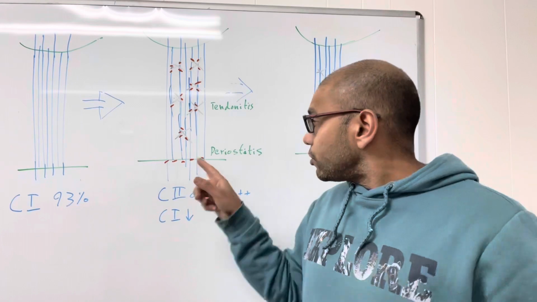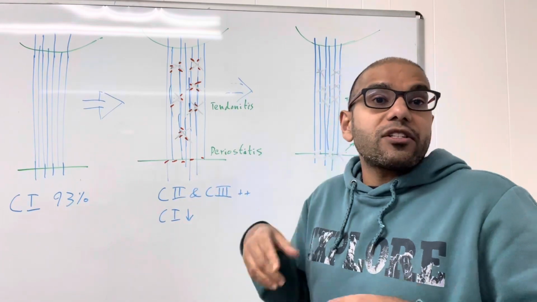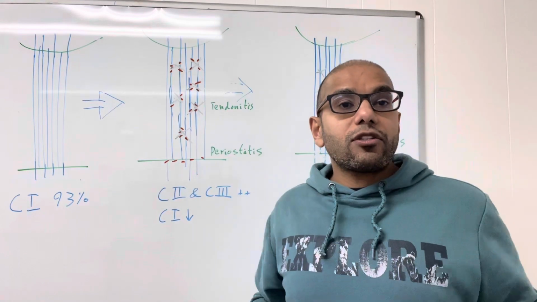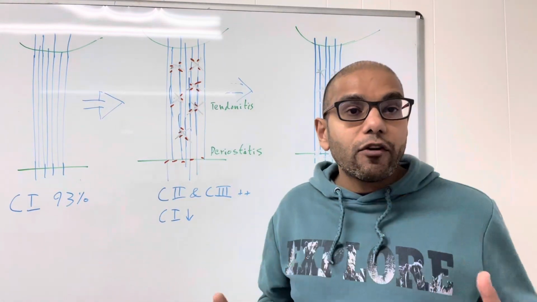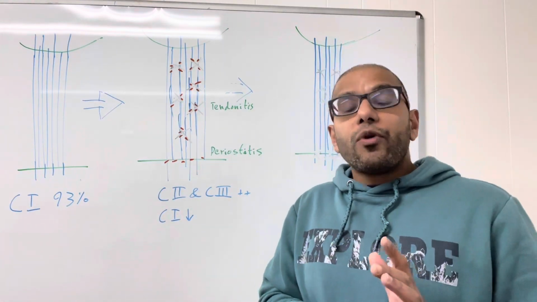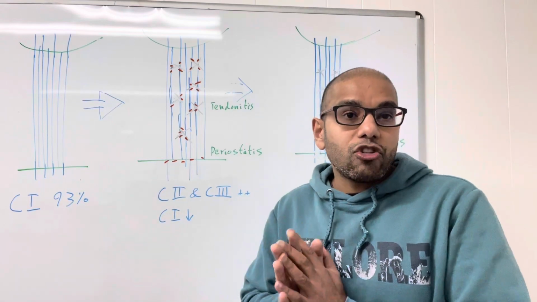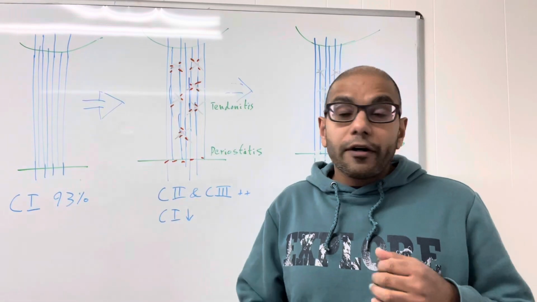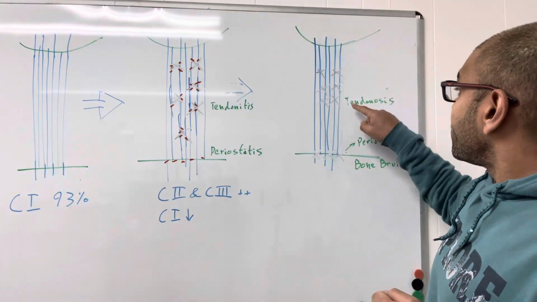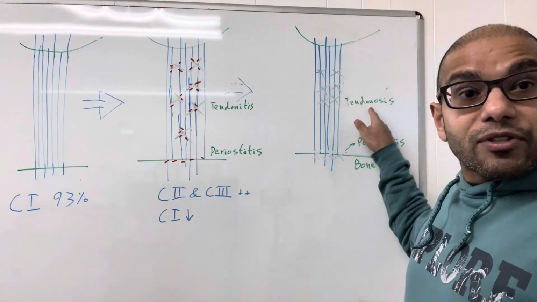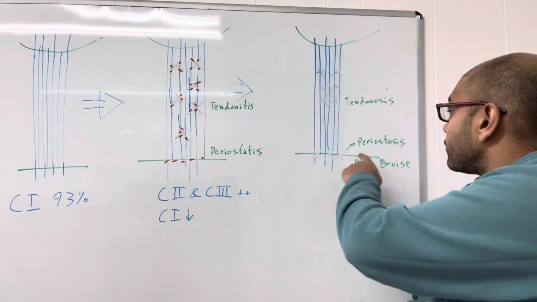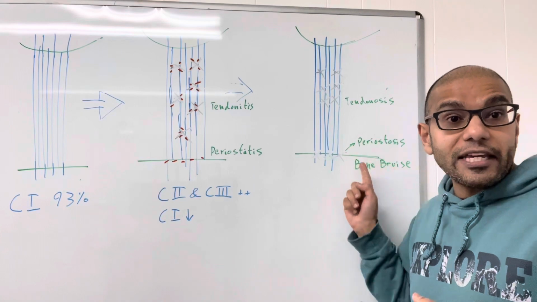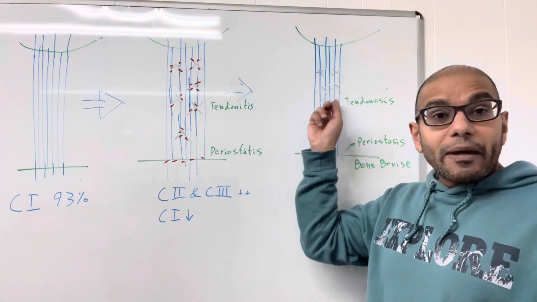Peri means around, ost means bone, itis is inflammation of. So if it's within the tendon, it's tendonitis. If it's within the bone, it's periostitis. Usually happens within the first few weeks of an injury. Now, if you start to get a chronic injury beyond 12 weeks, then the tendon becomes tendinosis, and the bone bruise becomes periostosis. So that's here. And as you can see, I haven't drawn as many red marks here.